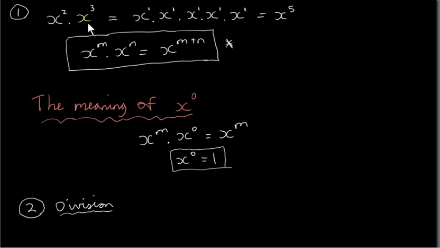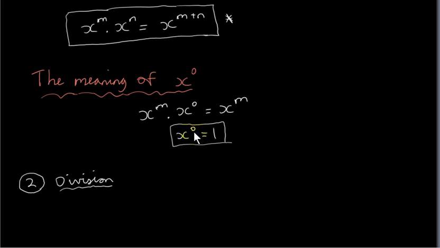Now we've talked about multiplication. In the next section I will talk about division. And I can also show you how this arises, why x to the power of 0 equals 1. So I can give you a second reason for this.